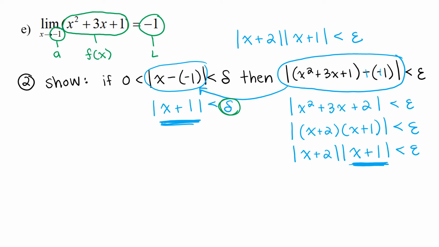But we have a problem here. Delta needs to be a number. If we divide both sides by the absolute value of x plus 2, we don't have a number anymore. So epsilon over the absolute value of x plus 2 is not a number, because this x is variable. So we need some sort of constant number, not something that'll be changing. So it means we're going to have to find some k again.